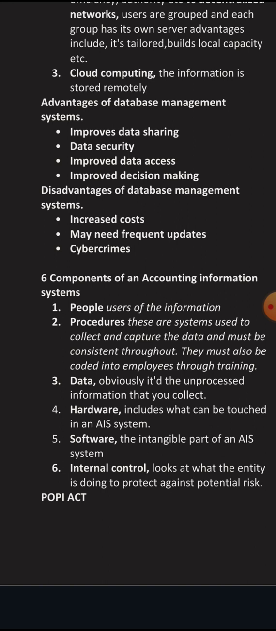And then the last thing that we look at is the 6 components of an accounting information system. So the first one is people, right? So these are the components. If a question comes in asking what are the components of an AIS, it would be people. People are the users of the information. And then it would be procedures.